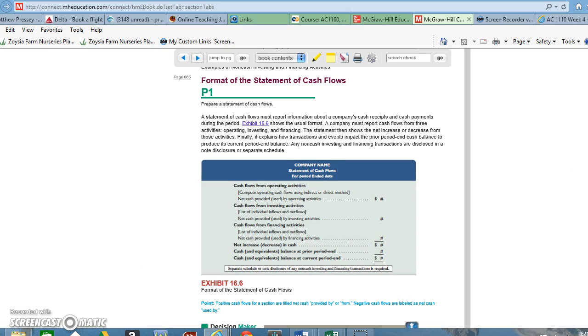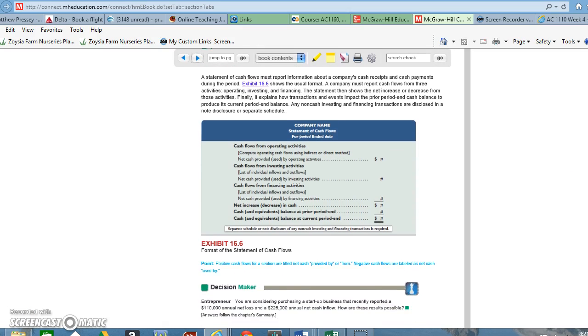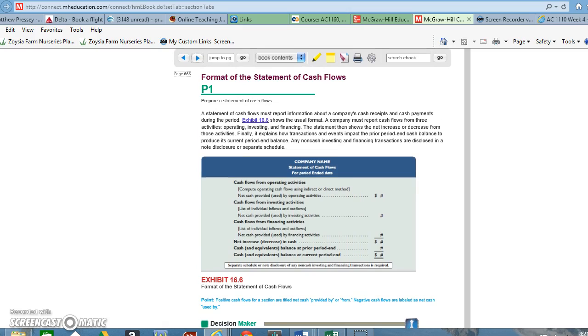Here on page 665, we get our first glimpse at a cash flow statement, and it follows that format that we saw above, where first we look at the cash flows from operating activities, next the investment activities, and finally the financing activities.